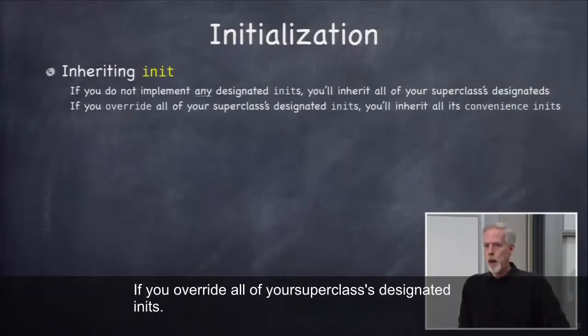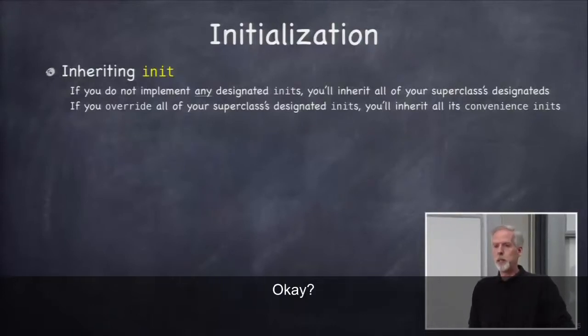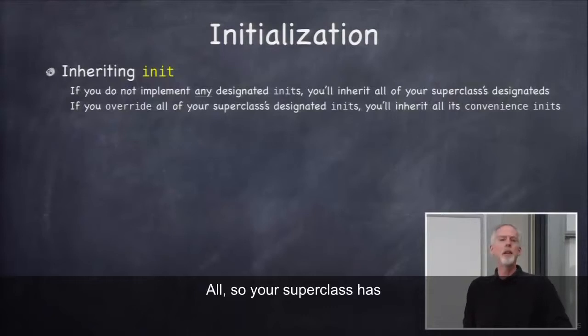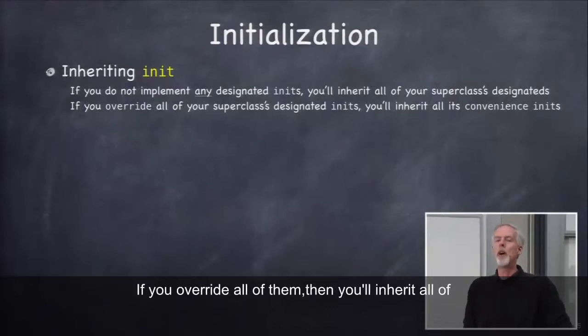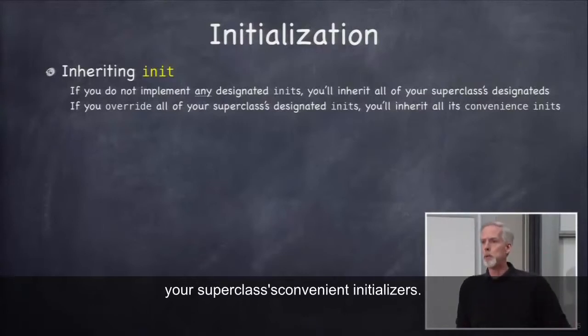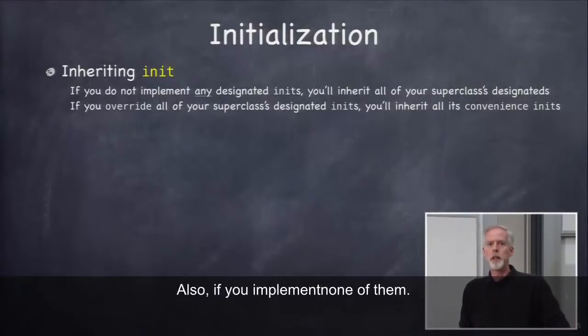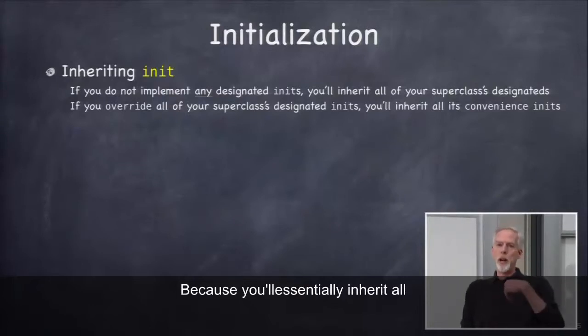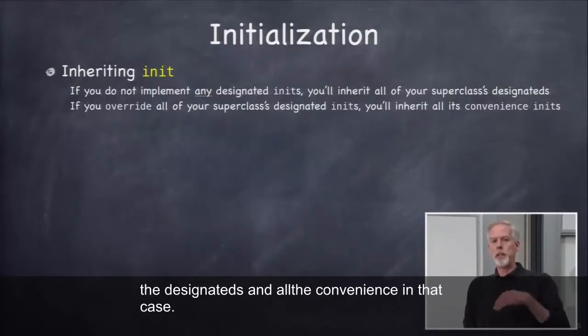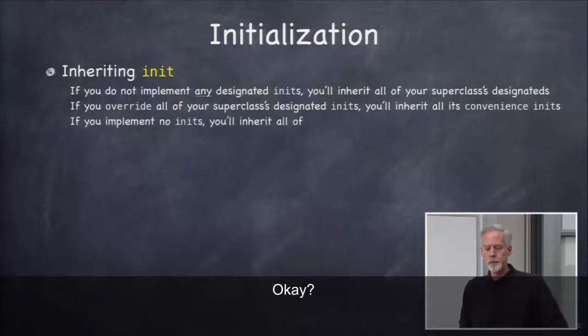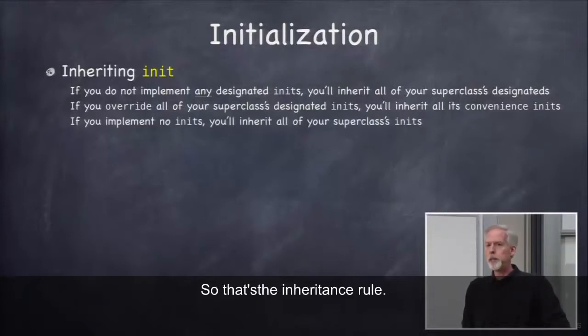If you override all of your superclasses' designated inits, okay, so your superclass has 3 designated initializers with different arguments. If you override all of them, then you will inherit all of your superclasses' convenience initializers. Also, if you implement none of them, because you'll essentially inherit all the designateds and all the convenience in that case. Okay? So that's the inheritance rule.